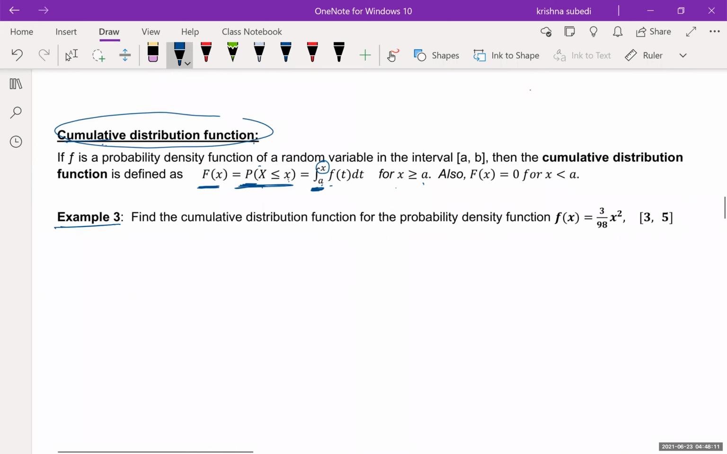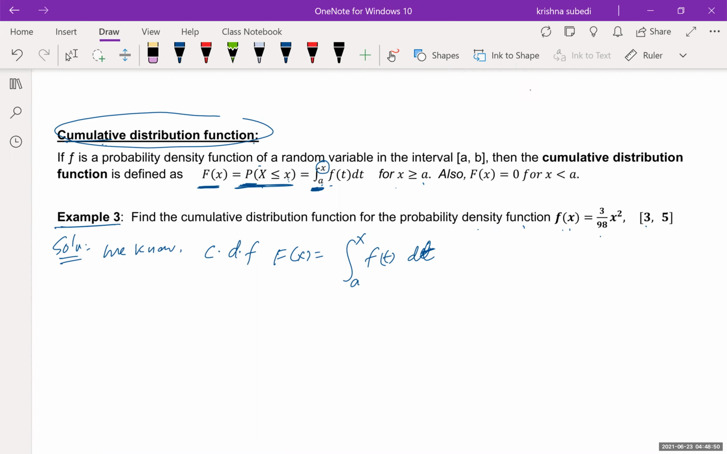Find the cumulative distribution function for the probability density function f of x, which is 3 over 98 x squared on the interval 3 to 5. Okay, let us calculate that. So we know the formula: the cumulative distribution function, CDF, is given by the integral from a to x of f of t dt, or f of x dx for that matter. Okay, f of x dx or f of t dt, it doesn't matter.